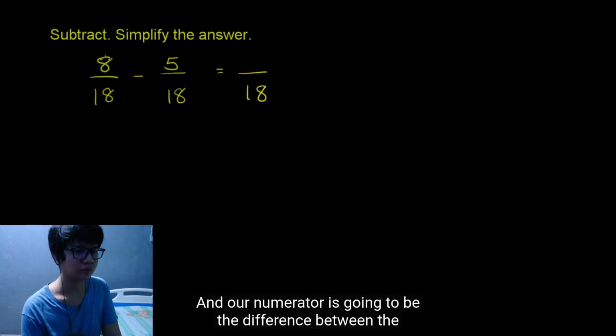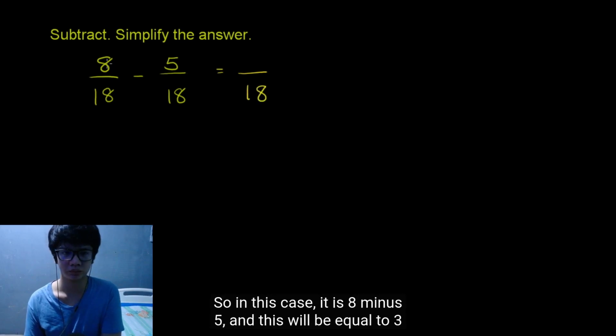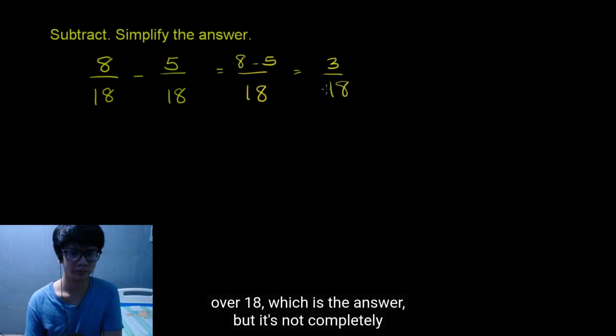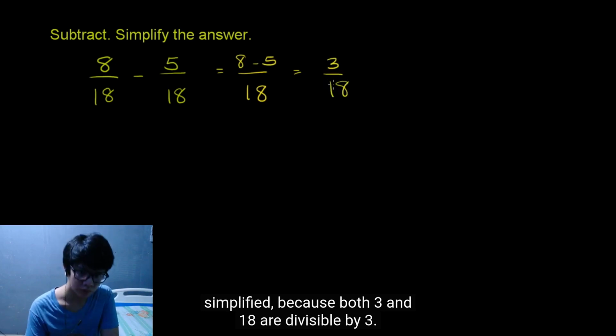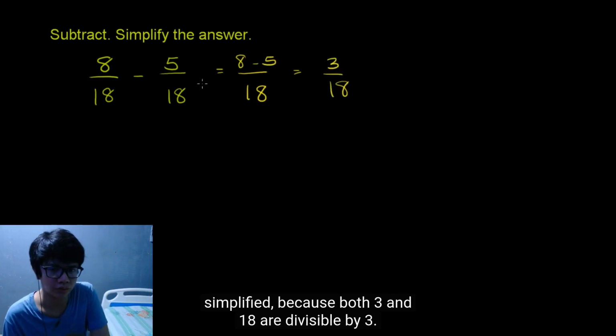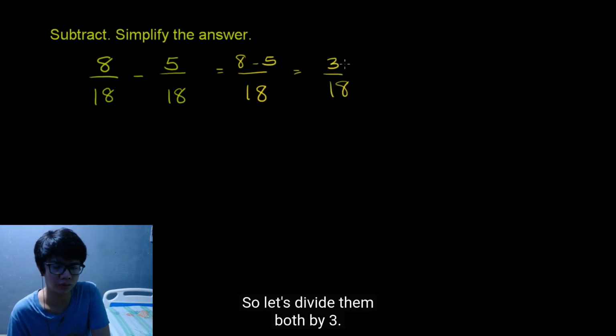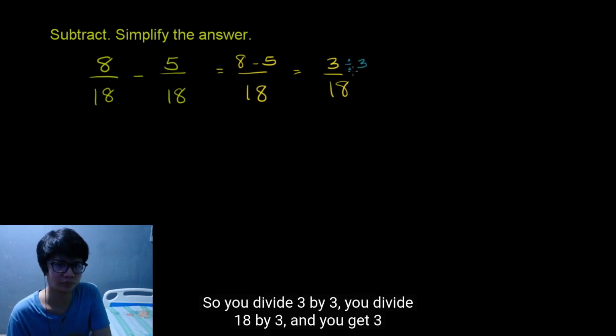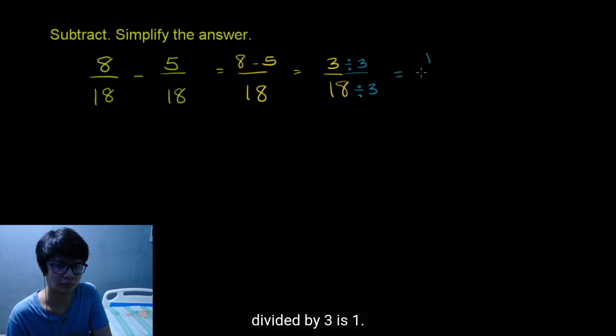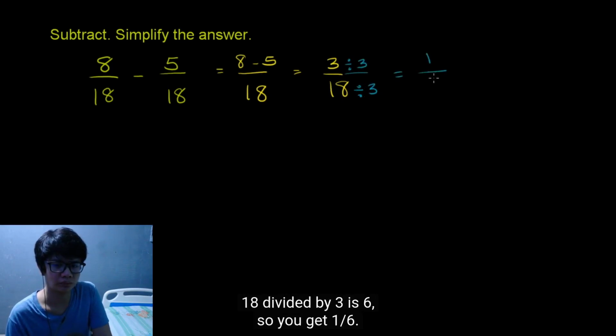And our numerator is going to be the difference between the numerators. So in this case, it is 8 minus 5. And this will be equal to 3 over 18. Which is the answer, but it's not completely simplified because both 3 and 18 are divisible by 3. So let's divide them both by 3. You divide 3 by 3, you divide 18 by 3, and 3 divided by 3 is 1. 18 divided by 3 is 6.